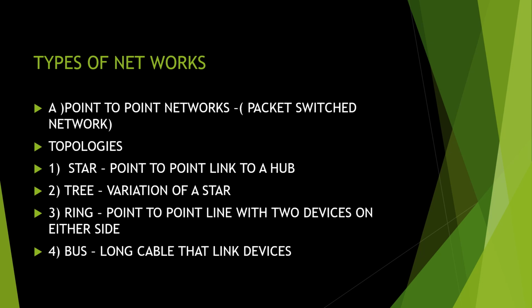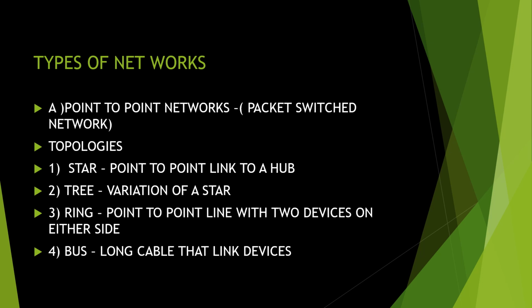One is the star. Star is a point-to-point link to a hub. You know hub. Each point is linked to the hub. There is another variation of the star, which is like a tree. There are branches, so we call it a tree. That is another type of point-to-point network system.